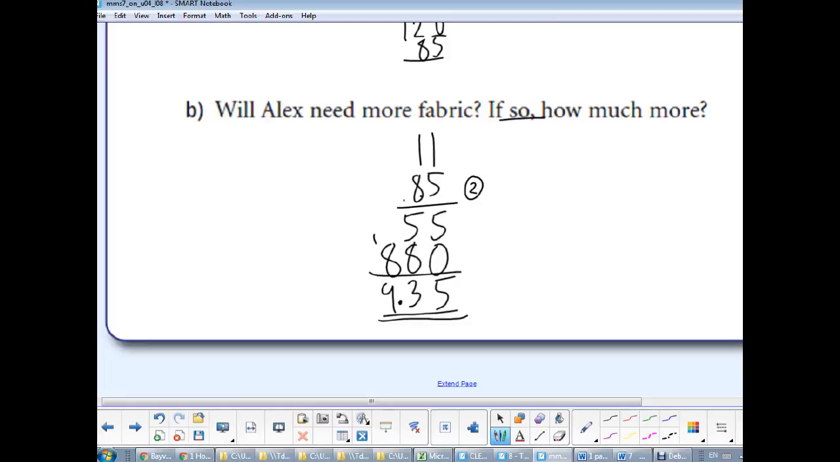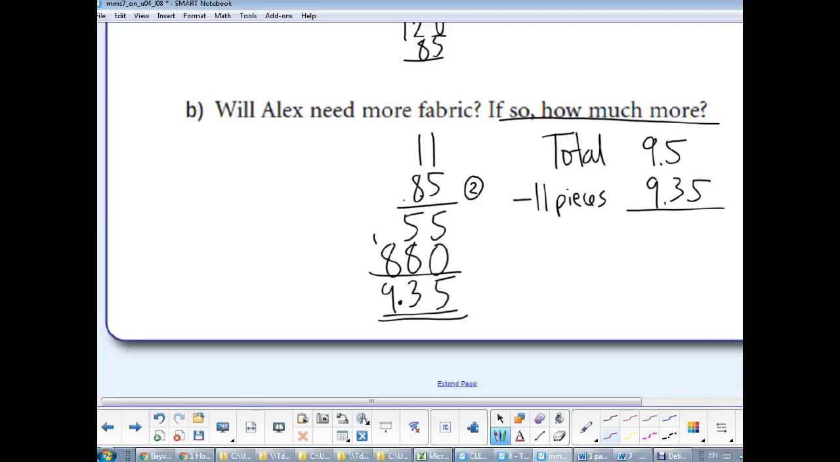So to find out how much more she needs, we take the total, which was 9.7 meters. So the total length was 9.7 minus the 11 pieces, which total to 9.35 meters. And we subtract. So 9.50 minus 9.35 is 0.15 meters. So she will be short 0.15 meters in landscaping fabric.